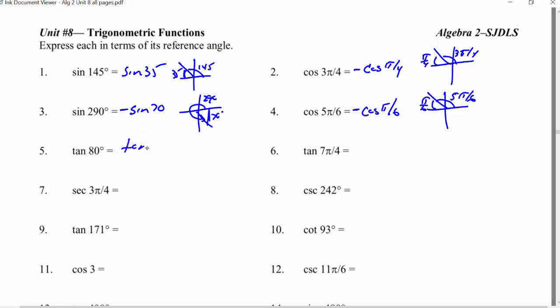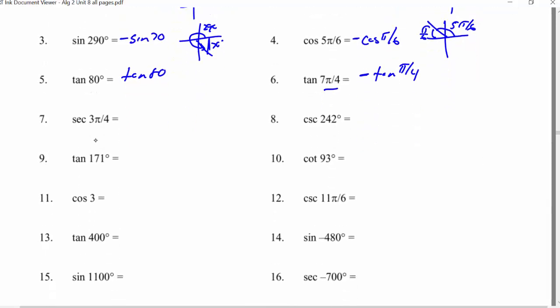The tangent of 80 is the tangent of 80. They're in the same quadrant. Reference angles are all in the first quadrant. So this is going to be the tangent of pi over 4. 7 pi over 4, pi over 4. So 7 pi over 4 is in the fourth quadrant. So tangent's negative in that quadrant, so it has to be the negative of that.